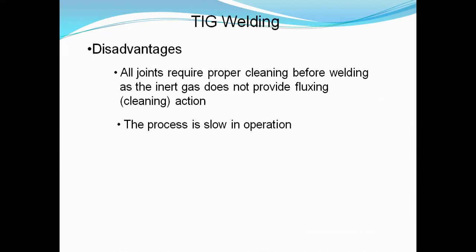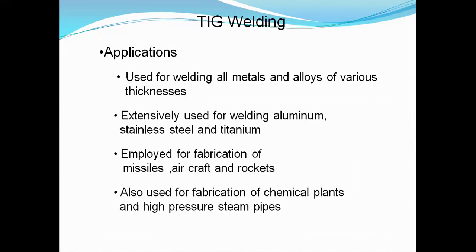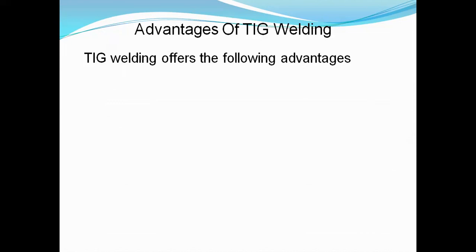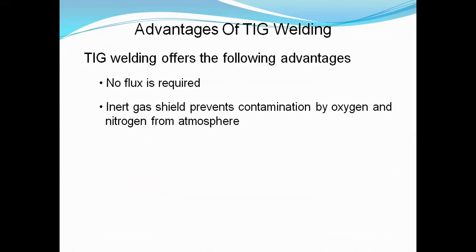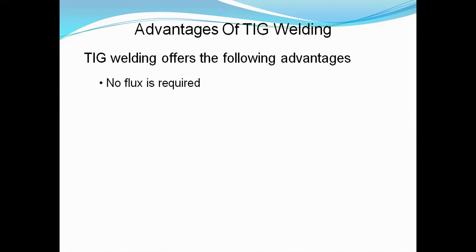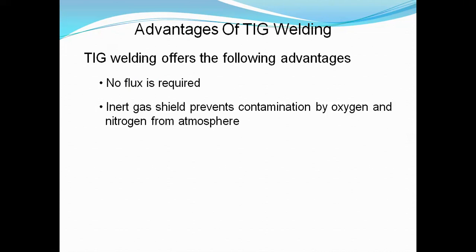Advantages of TIG welding, and disadvantages and applications. After that, we are going to the MIG welding. Here no flux is required because inert gas is used as a shield. It does not allow atmospheric air to enter the welding material. So for that reason, no flux is required. The inert gas shield prevents contamination by oxygen and nitrogen from the atmosphere, so its function is similar to the flux.